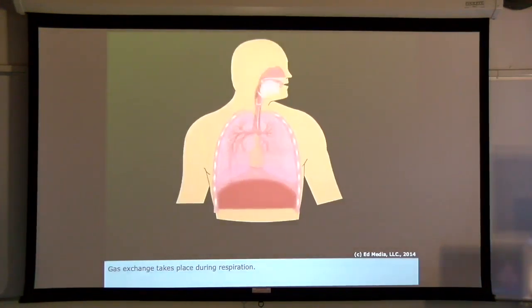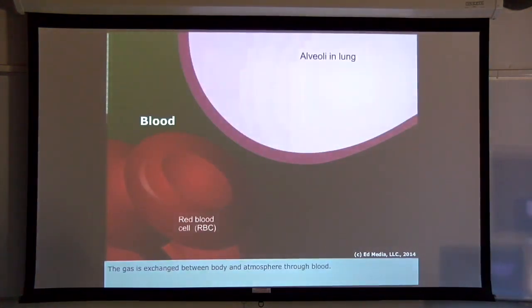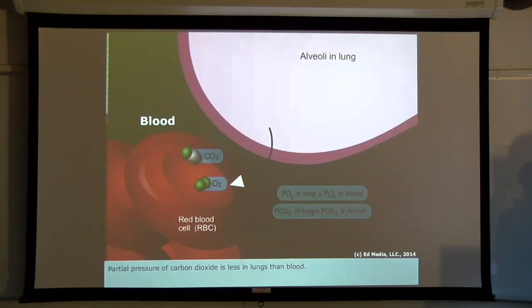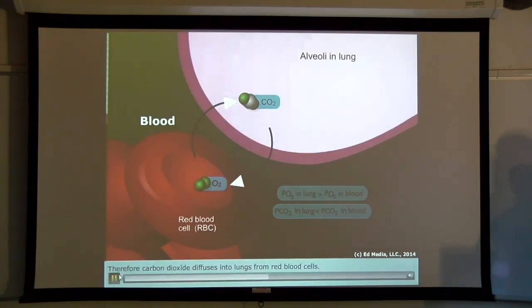Gas exchange takes place during respiration. The gas is exchanged between body and atmosphere through blood. The partial pressure of oxygen is greater in alveoli than blood. Hence, the oxygen diffuses into red blood cells from lungs. Partial pressure of carbon dioxide is less in lungs than blood. Therefore, carbon dioxide diffuses into lungs from red blood cells.